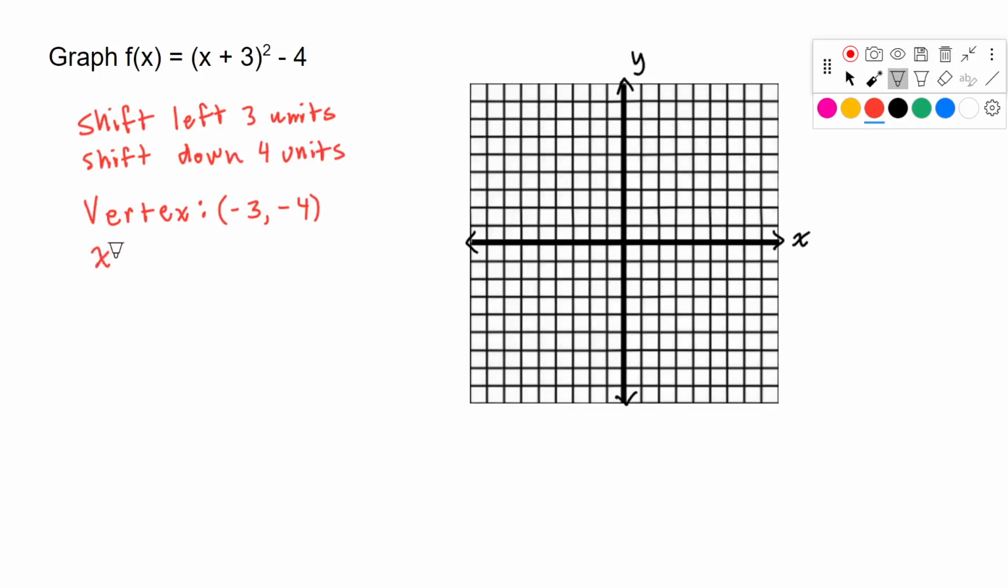I can also identify that the axis or line of symmetry will be x equals negative 3, so my parabola will be symmetric about that line. I can also tell you that because it is positive in front of the expression on the right side, it will open up.